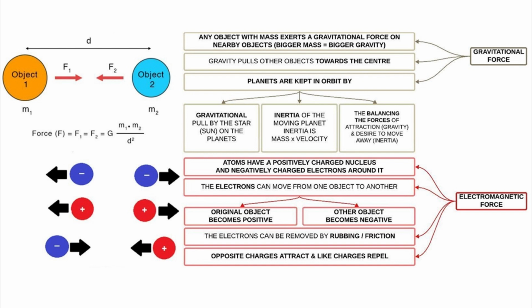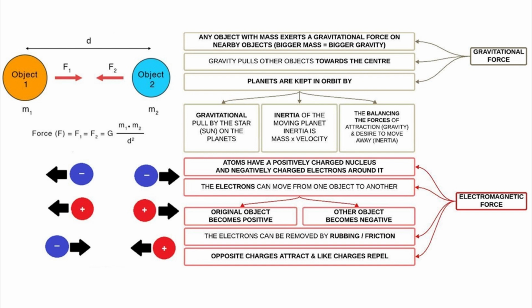Planets are kept in orbit by gravitational force, inertia, and the balance between them. So the planets are kept in their orbit by the gravitational pull of the sun on the planets. The planets also have inertia, which is mass times velocity, and the balancing of these two forces allows the planet to stay in orbit. Next is electromagnetic force.